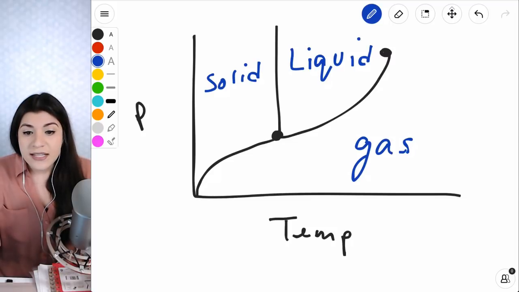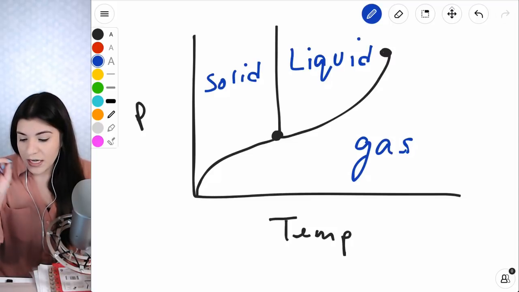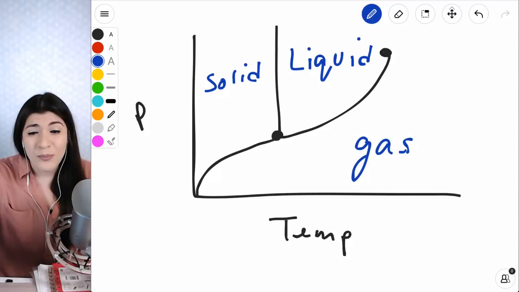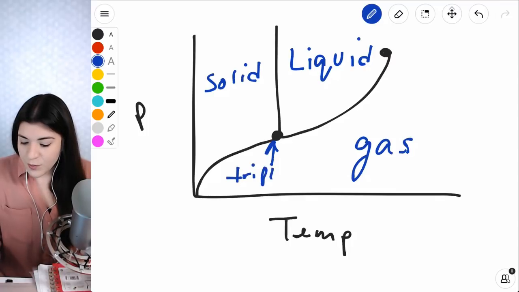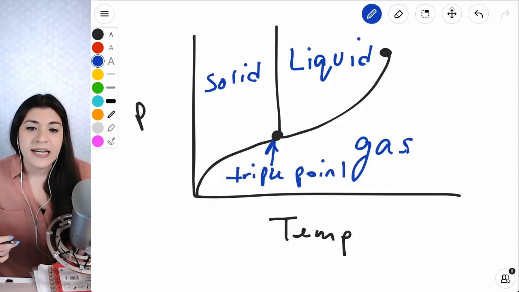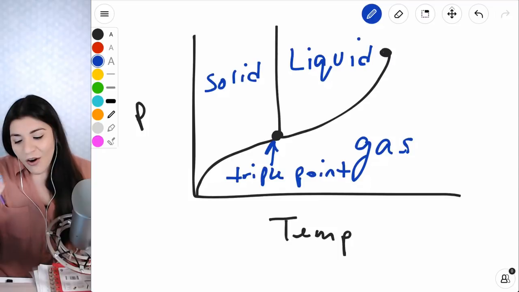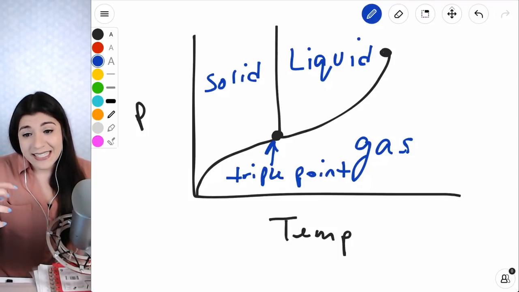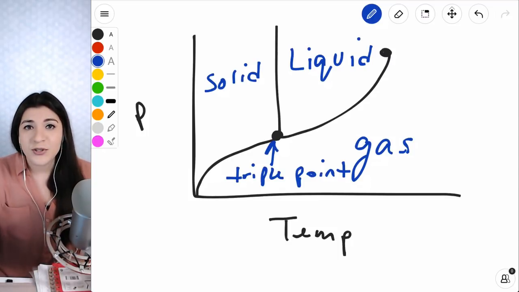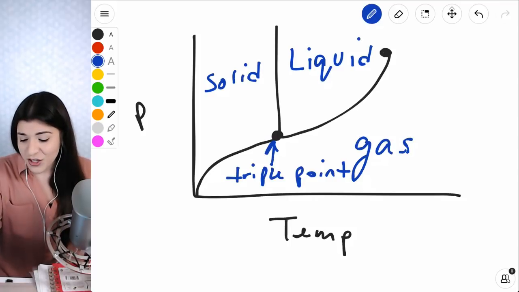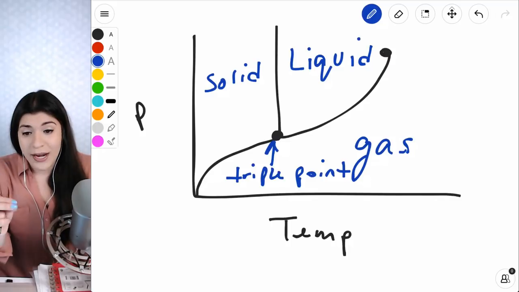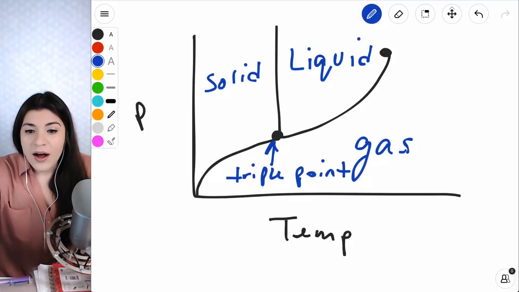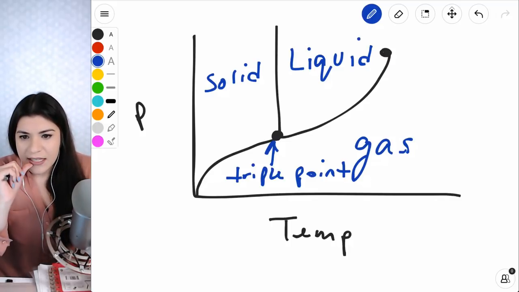Next, we're also going to get into what every little point that I've written out means. Let's say right here, this point is called the triple point. The triple point is where all three phases exist at a given temperature and pressure. So at that exact temperature and pressure, there's a solid, liquid, and gas existing all at once at that triple point. That's something to definitely note.